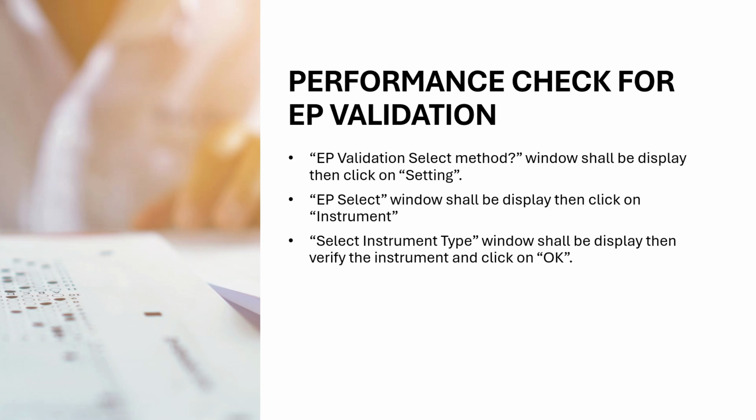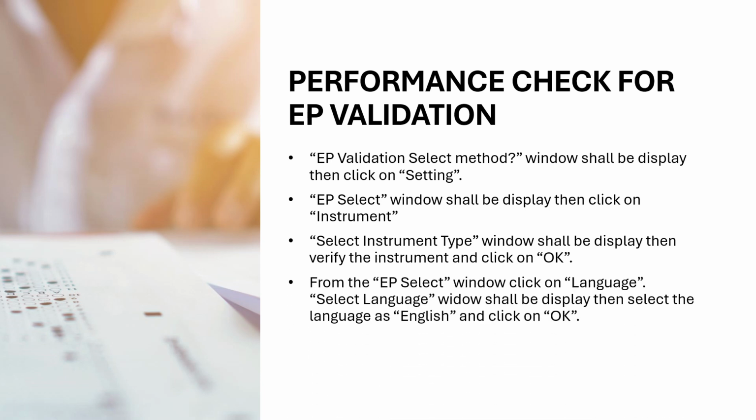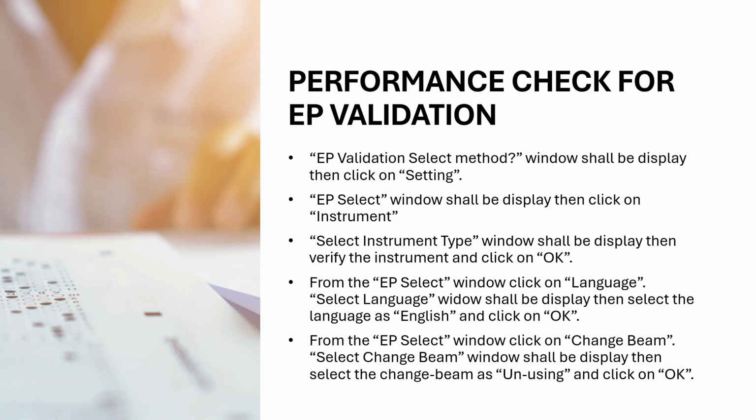Here you need to verify whether the connected instrument is OK or not, and then you can proceed by clicking on the OK option. And from the EP select window click on the language. There will be the option to select the language, right? Then select the language as English and click on OK. And from the EP select window click on change beam. The select change beam window shall be displayed, then select the change beam as unusing and click on OK. Here you need to use the option unusing, right?